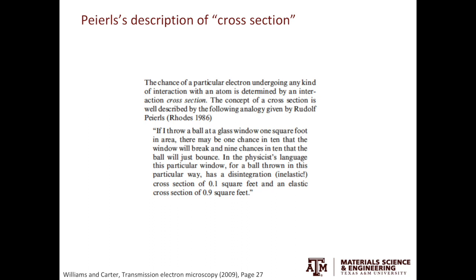Assuming we have a window glass 1 square foot in size, and you throw a ball at it, and the chance of breaking the glass is 10%, then the disintegration or the inelastic cross-section will be 0.1 square feet, and the elastic cross-section will be 0.9 square feet. And this is how you use cross-section to describe probability.